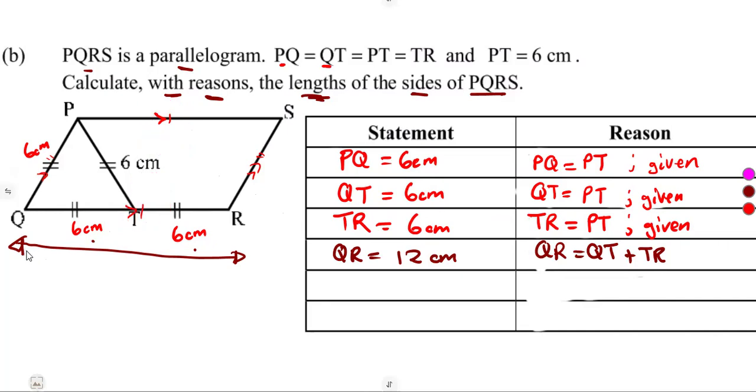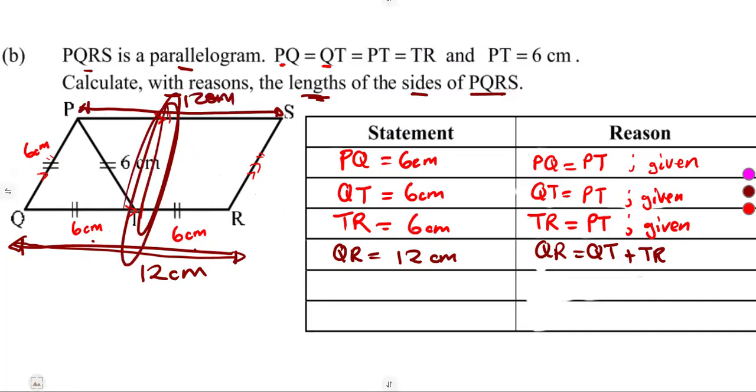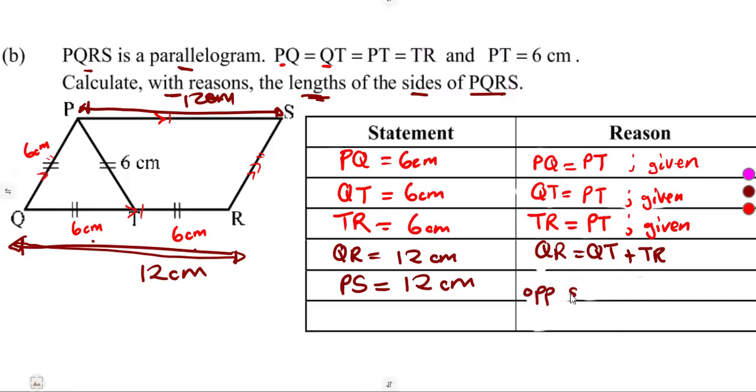So by default, if we know that QR is 12 centimeters, therefore PS, the whole of that PS is also 12 centimeters. Remember the properties of what? A parallelogram. So PS is equal to 12 centimeters. The reason is opposite sides of a parallelogram.